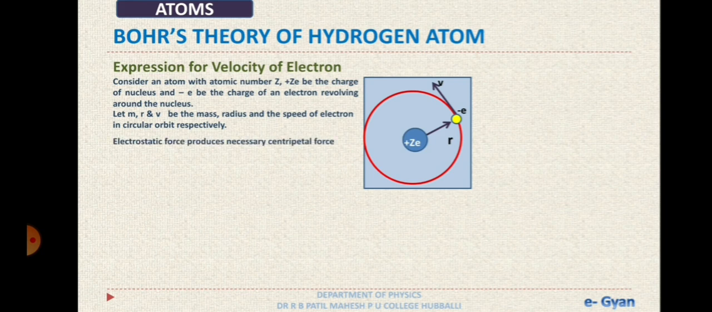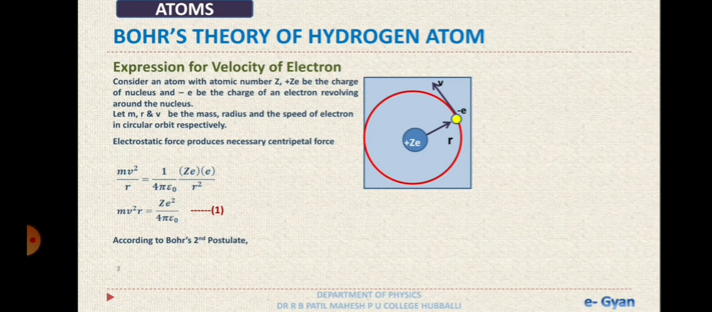Now again, the electrostatic force produces the necessary centripetal force. It is given as mv square by r is equal to 1 upon 4 pi epsilon naught Ze into e by r square, which can be simplified to mv square by r is equal to Ze square upon 4 pi epsilon naught r square. We call it equation number 1. Now according to Bohr's second postulate, that is the quantum condition, we have mvr is equal to nh upon 2 pi. Let us call this equation number 2.